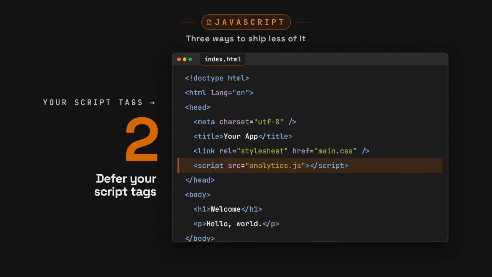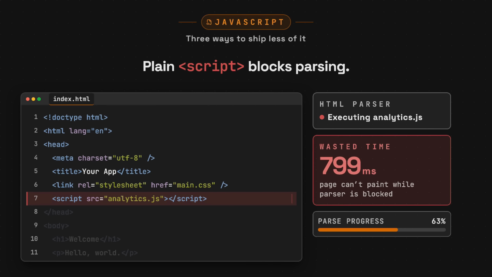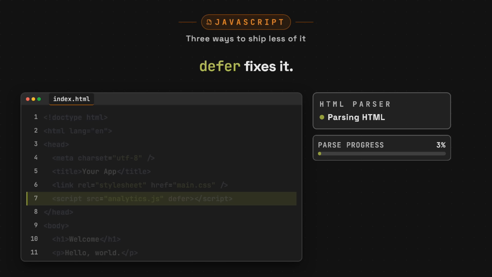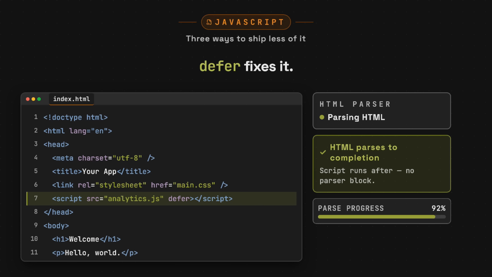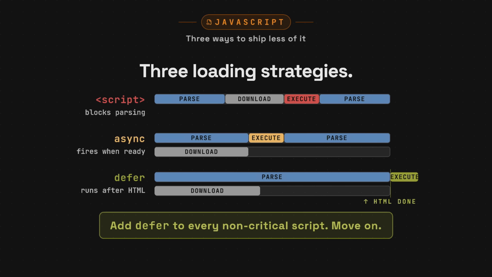Second, your script tags. A plain script tag is the worst case. The browser stops parsing your HTML, downloads the script, runs it, then continues. Every one of those in your head adds delay. Adding defer fixes it. The HTML parses to completion, then your script runs. There's also async, which downloads in parallel and runs whenever it's ready. Useful occasionally, but for almost everything you'll add to a real app, analytics, tracking, third-party tags, defer is what you want. Just add defer to every non-critical script tag and move on.